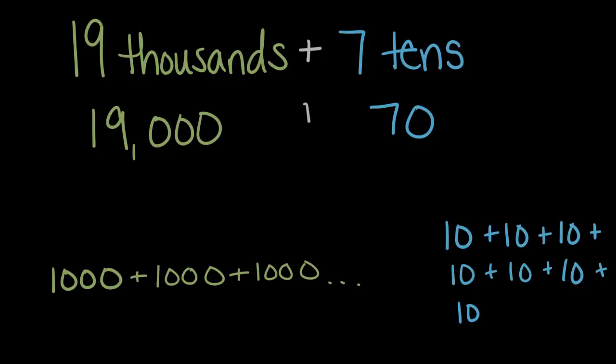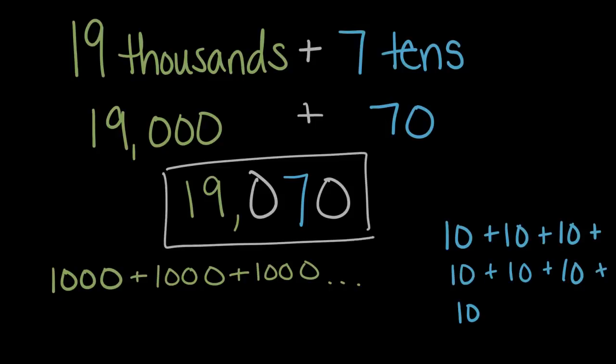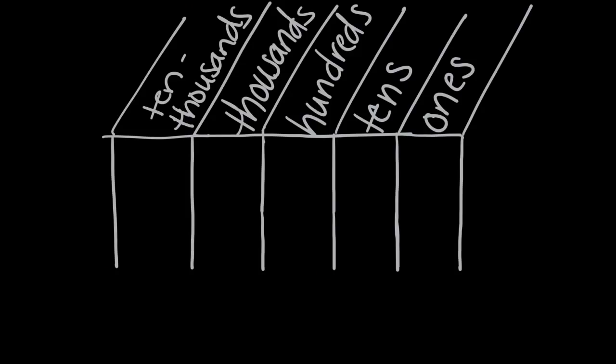And then if we wanted to combine these, or add these, we would have 19 thousands, 0 hundreds, the 7 tens, and 0 ones, or 19,070. We could have also thought about that question in terms of place value.